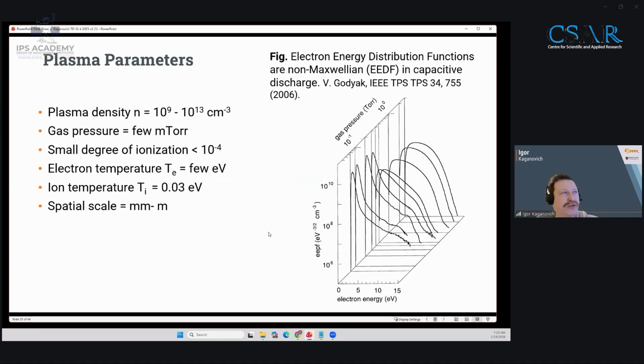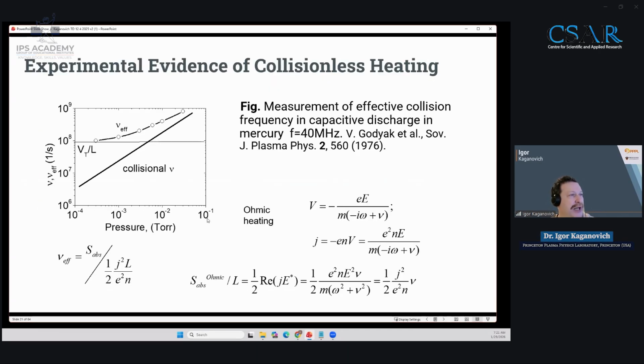What's so special about these discharges is that for typical conditions of low pressure, if you measure the electron distribution function, which is shown on the right, it is actually very non-Maxwellian, and the shape can change from this kind of distribution with a lot of cold electrons to a completely opposite case at high pressure. People looked at this, trying to understand the reason for the formation of this non-Maxwellian distribution function.